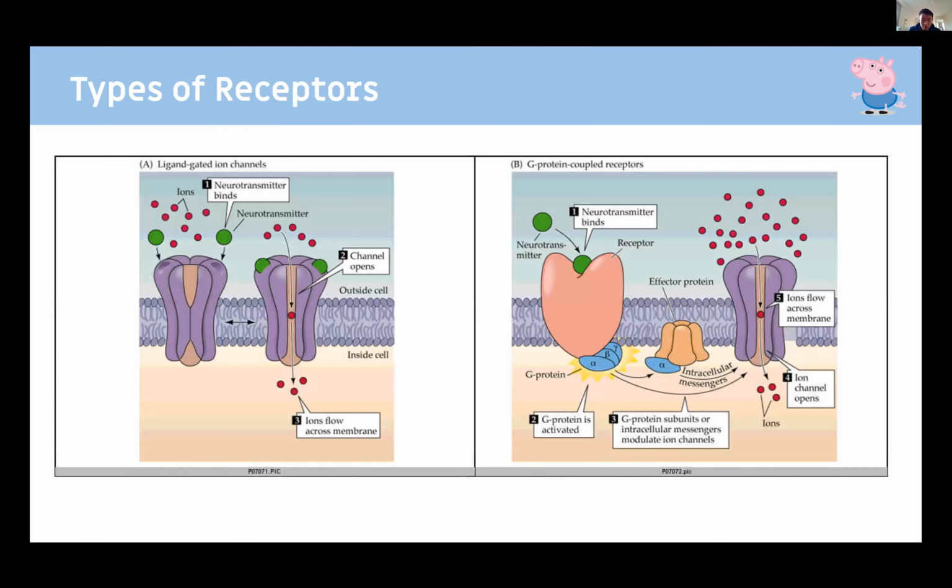And this is just a diagram showing them too. As you can see on the left-hand side, that's your ionotropic receptor. So what happens is your green little circles are neurotransmitters, they'll bind and then the channel will open and let the ions flow through. But with your G protein coupled receptors, the receptor binds to the neurotransmitter, and then once it's activated, it will tell its little G proteins to go to the ion channel. So the ion channel isn't part of it, it's separate. But once the G proteins go to the ion channel, it will open, and then your ions can flow through.